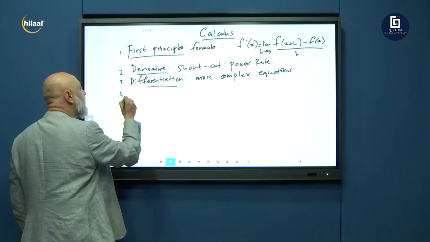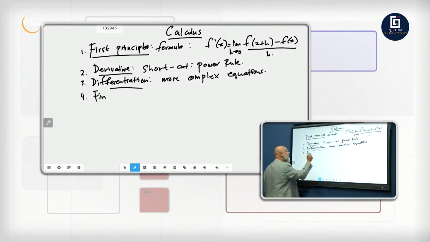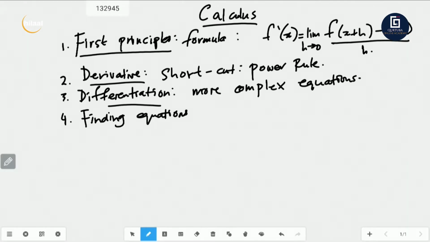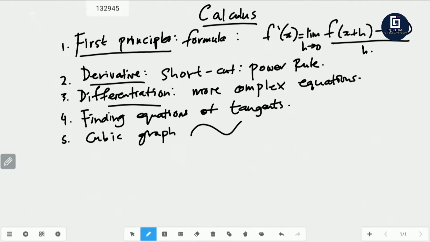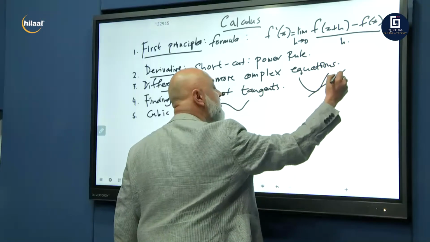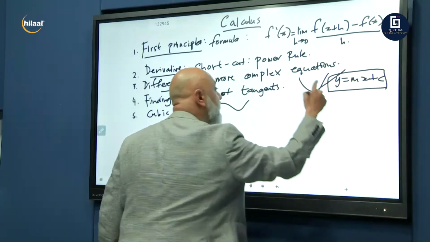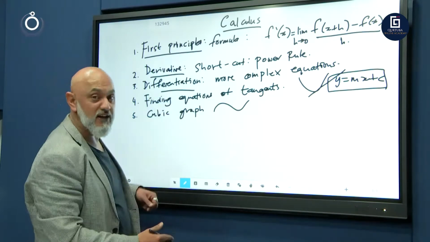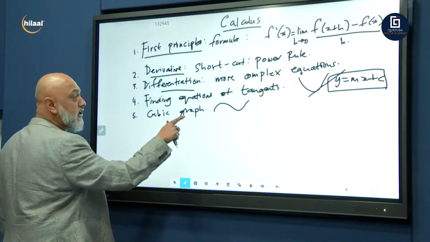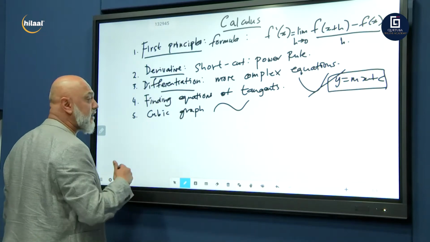Then you have finding the equation of a tangent. Finding equations of tangents to a graph. Then we have what we call the cubic graph. The equation of a tangent, if I've got a parabola and there's a tangent passing there, is given by y is equal to mx plus c. That's what they want you to find: the equation of that tangent to a function at a point. Then you've got the cubic graph, how to sketch, how to find equations.